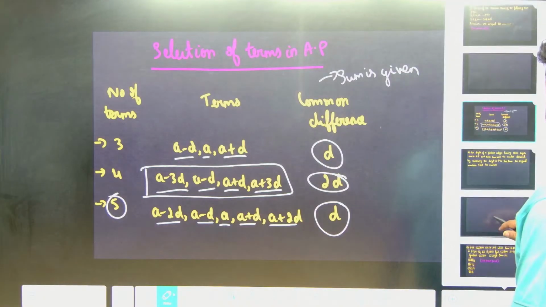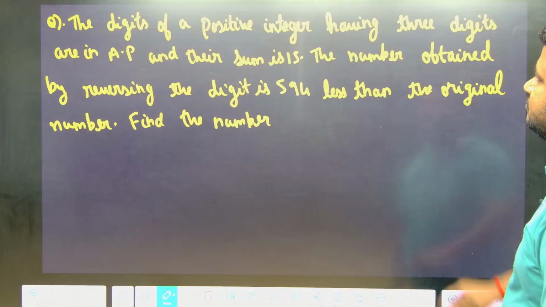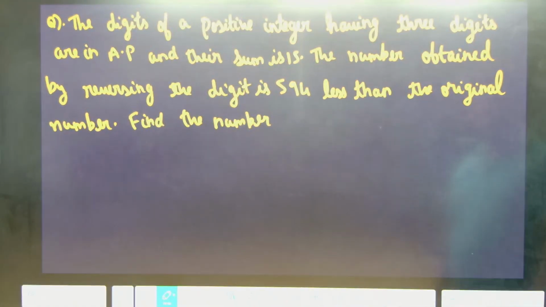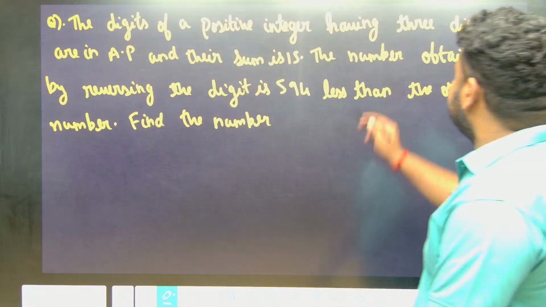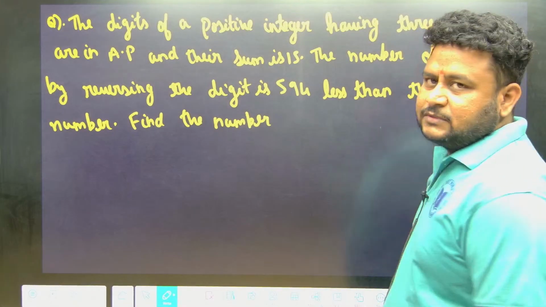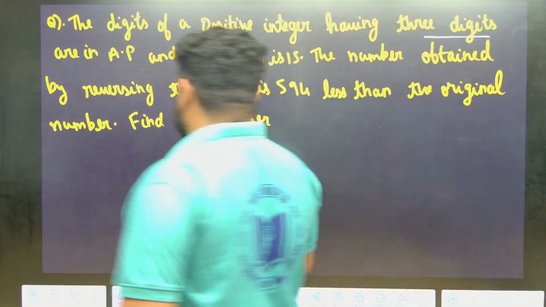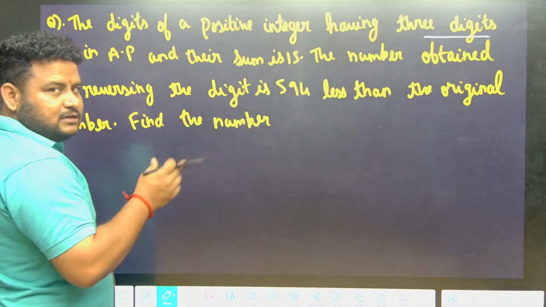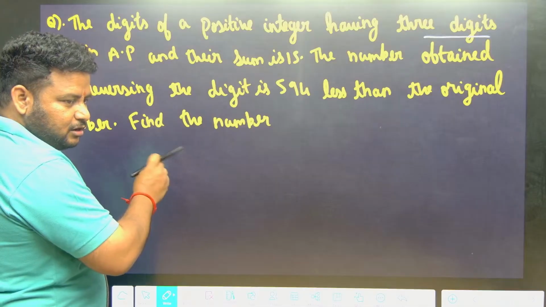Okay. Now let us see the questions based on this. They are telling the digits of a positive integer having 3 digits are in AP and their sum is 15. So they are telling 3 digits. So 3 digits means what? We'll take there are 3 terms. The digits, there is a 3-digit number. All the 3 digits are in AP.